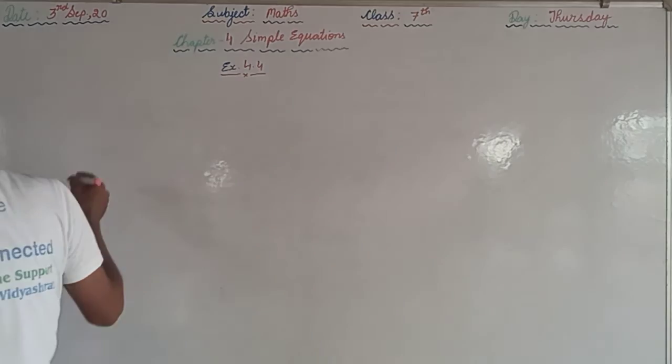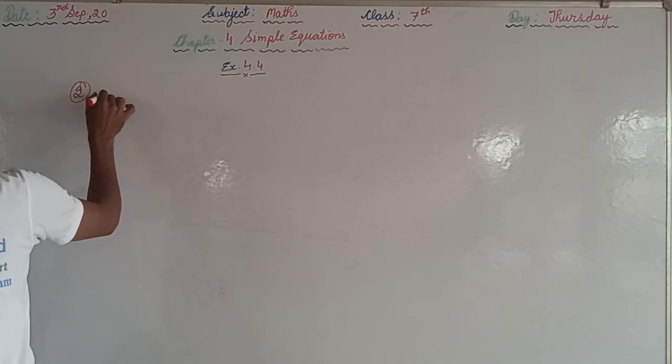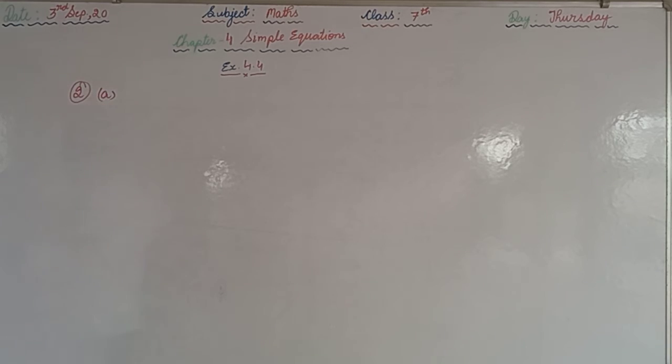Question number 2, part A. The teacher tells the class that the highest marks obtained by a student in her class is twice the lowest marks plus 7. The highest score is 87. What is the lowest score? So what we have to calculate, that only we are supposed to assume.